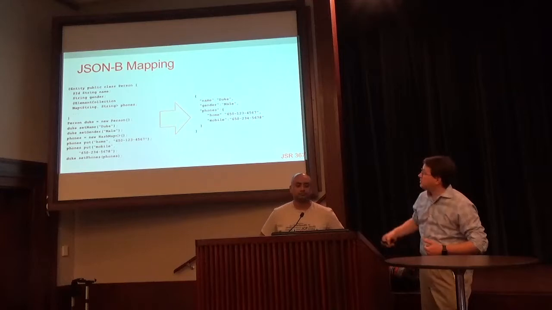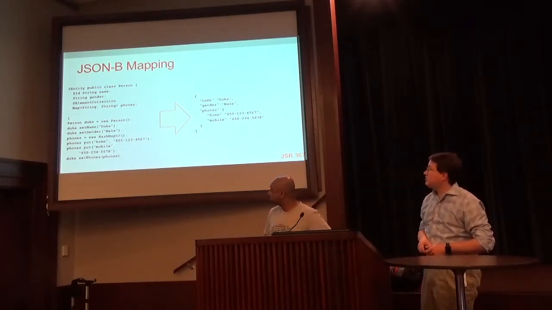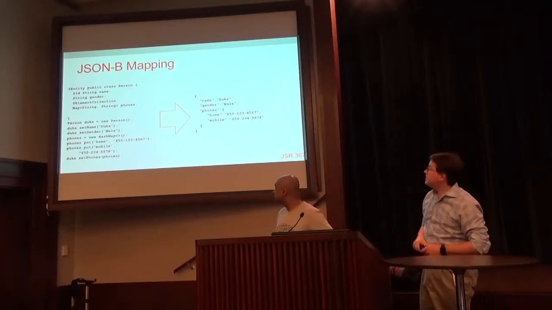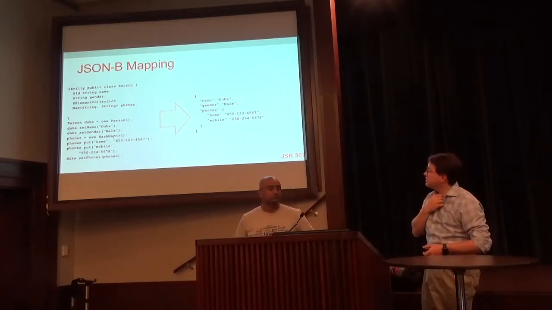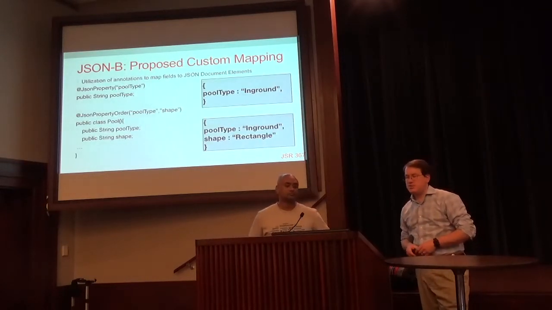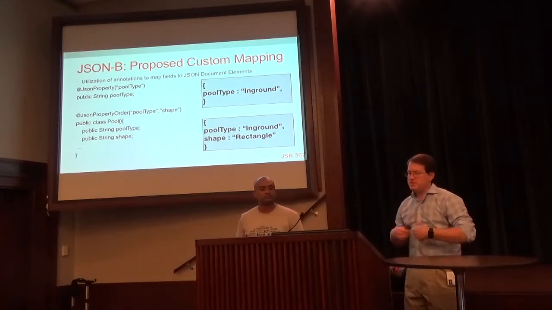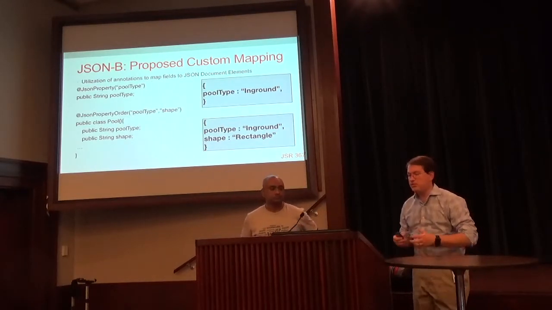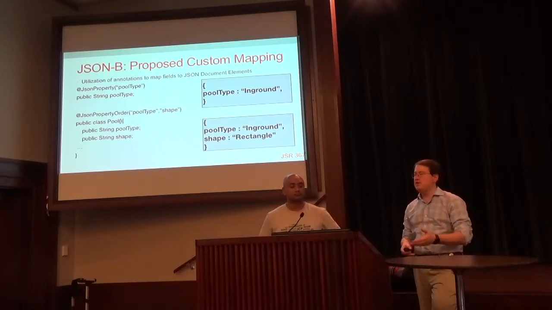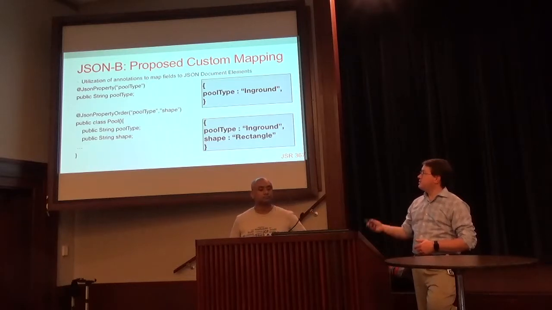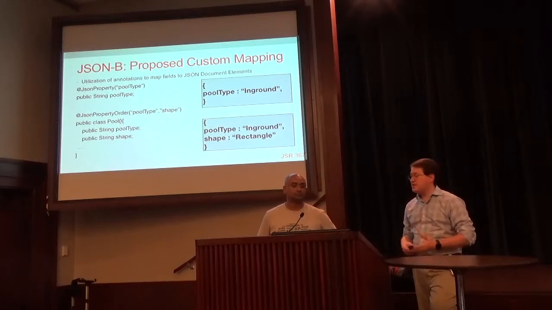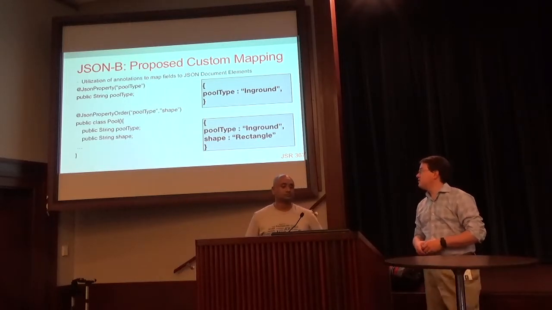So this is an example here of converting. You have over on the left your annotated Java object, and then it gets converted using the JSON-B API over to JSON for you. So the proposed custom mapping, with this they're adding some custom annotations to control what gets converted over and how it gets converted over. So for instance, if you want to rename a field, use a different name than the Java property name, or control whether something gets serialized to JSON or not. That's really what the annotations that they've added control.